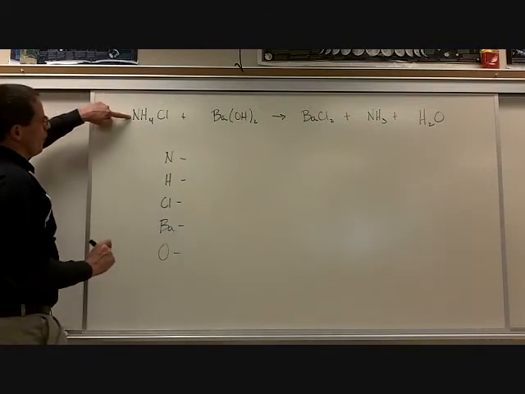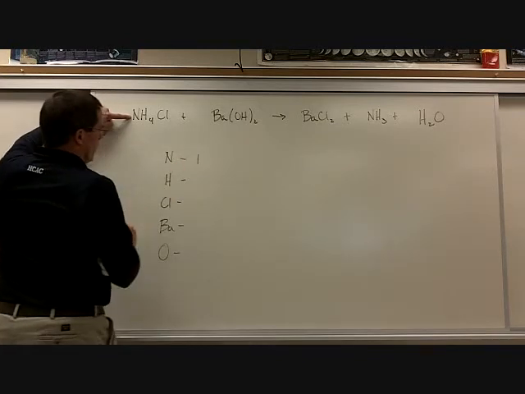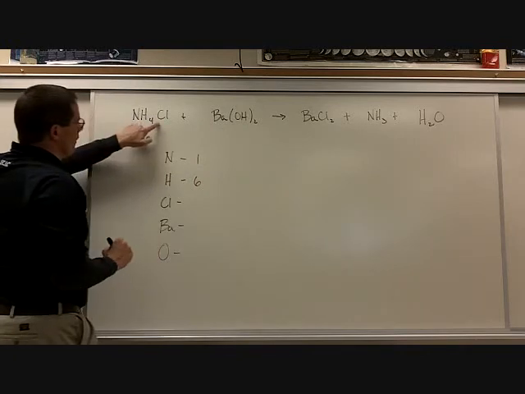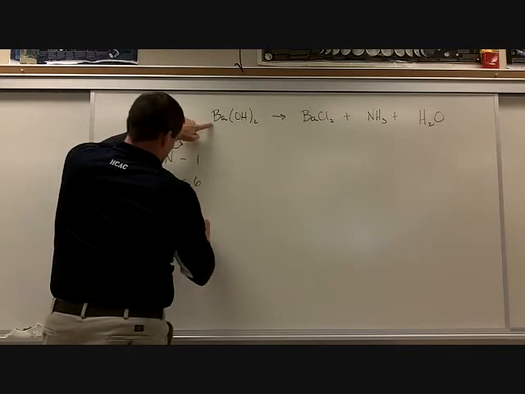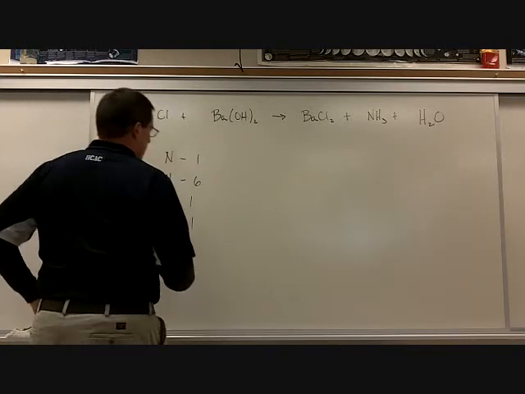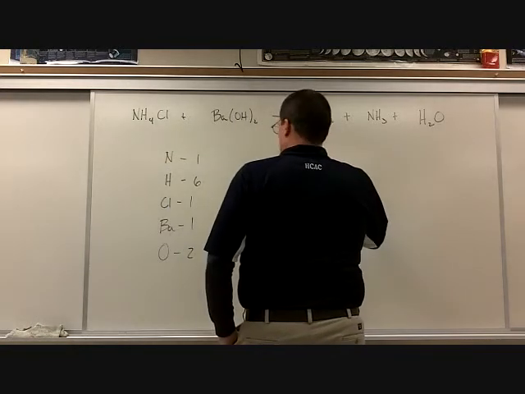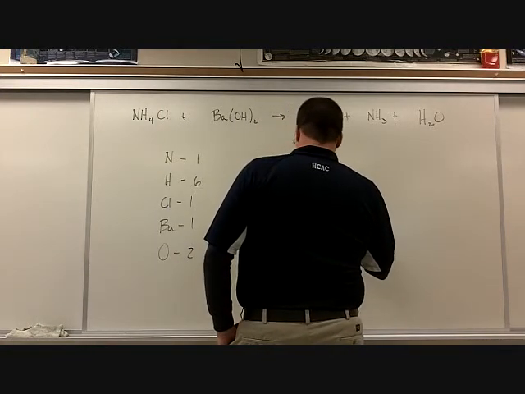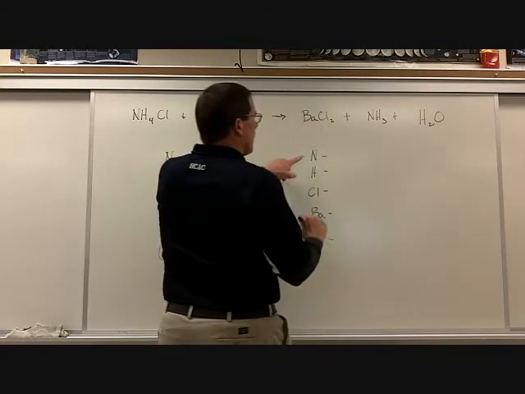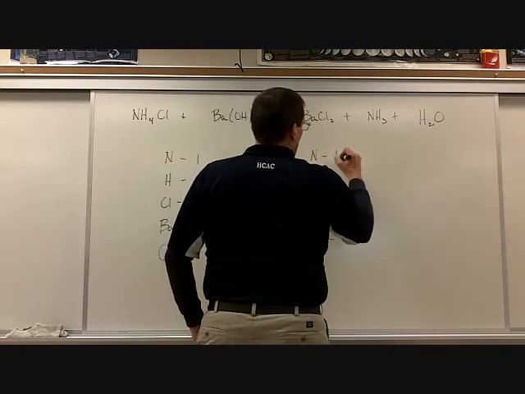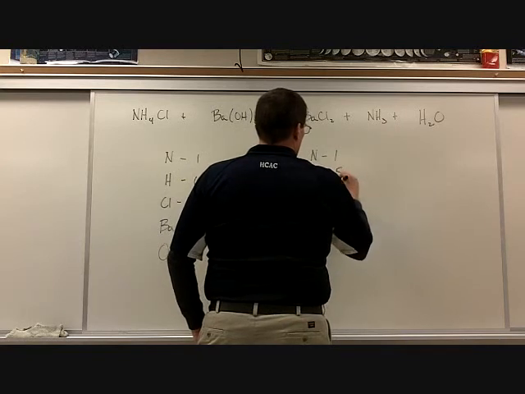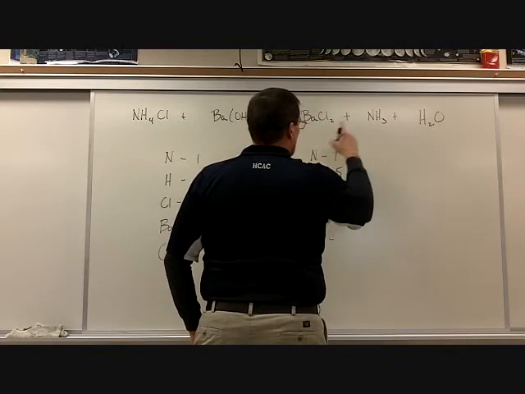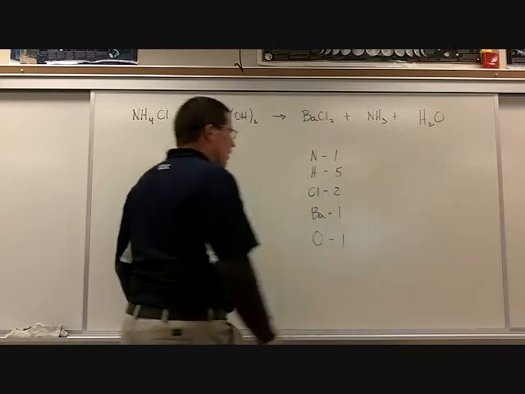So how many nitrogens do we have? 1. How many hydrogen? How many chlorine? 1. Barium? 1. Oxygen? 2. Good, okay. Let's go in the same order here. So how many nitrogen? 1. Hydrogen? 5. Chlorine? 2. Barium? 1. Oxygen? 1.